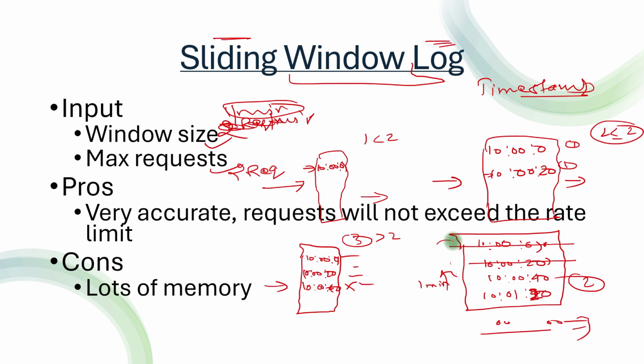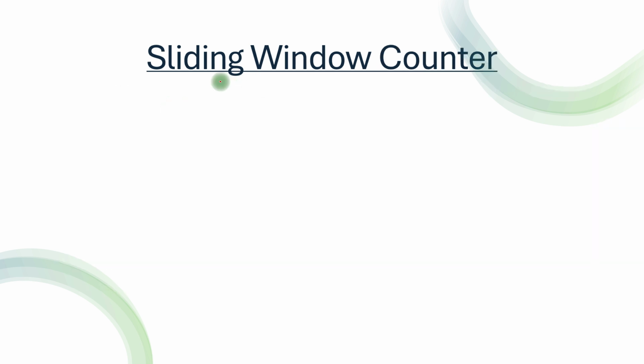Although we are cleaning up the previous ones, it will take up memory. We are storing the time as per the previous algorithms. So this is the final algorithm, sliding window counter. This is basically the combination of the previous two algorithms that we have, fixed counter and sliding window. You can say that it is a hybrid of both.